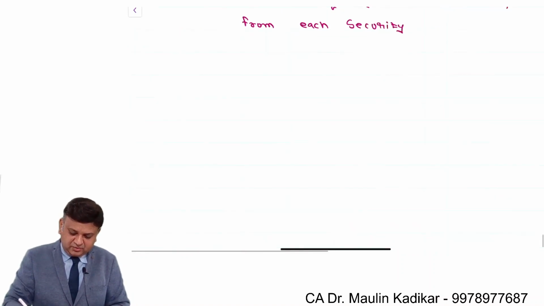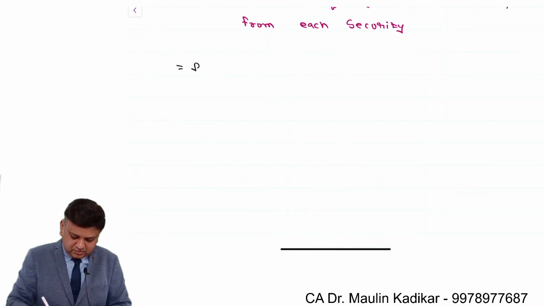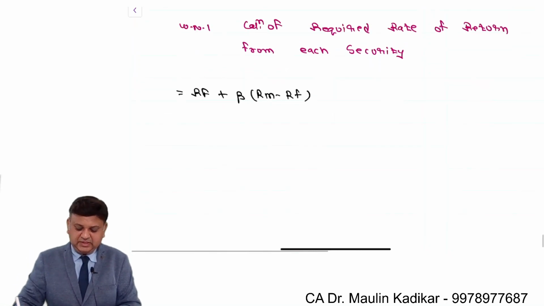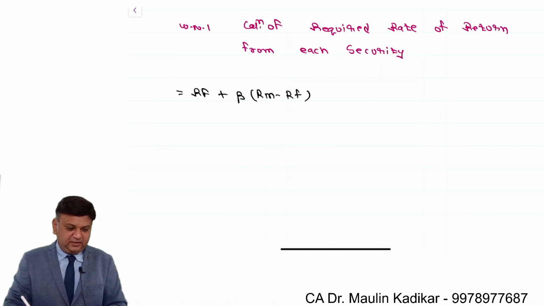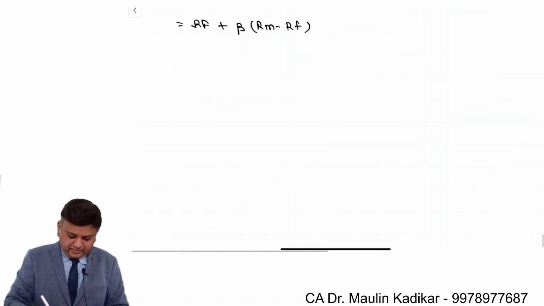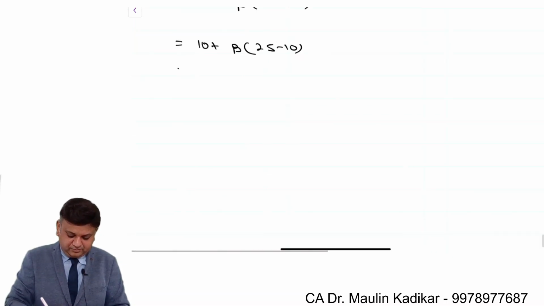So let us see the calculation of the answer. It is RF plus beta into (RM minus RF). This is the way we can apply the formula. For security X, the risk-free rate of return is given to us in the question as 10, plus beta into (25 minus 10). That is 10 plus 15 into beta.